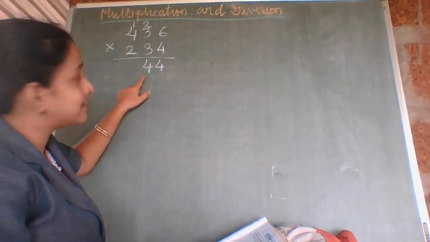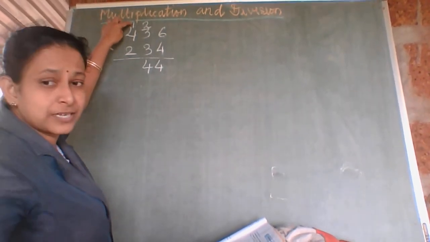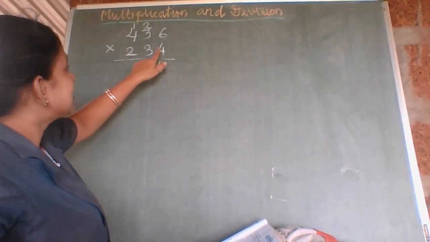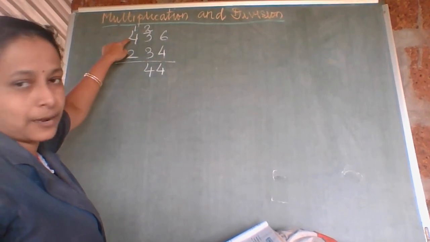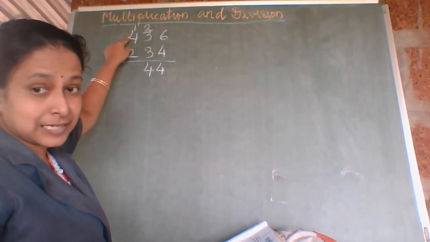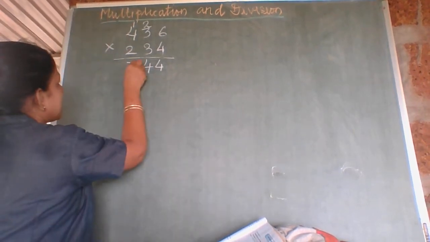4 you will write here, and 10 you will carry it over here. Fine, students. Then next is this is over now. You have to multiply 4 4s. Okay, 4 4s are 16, and 16 plus this one becomes 17.